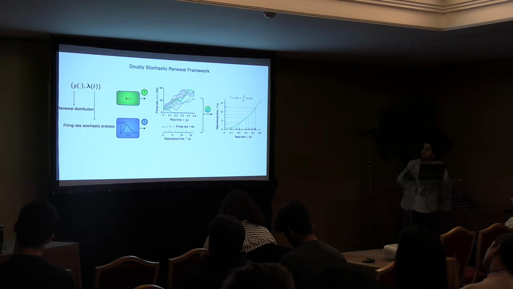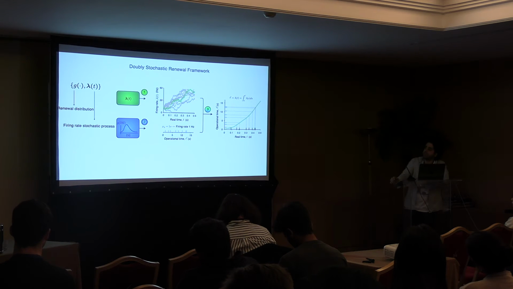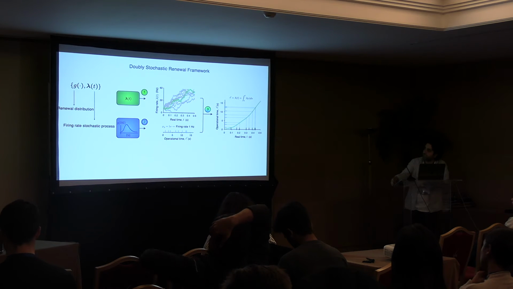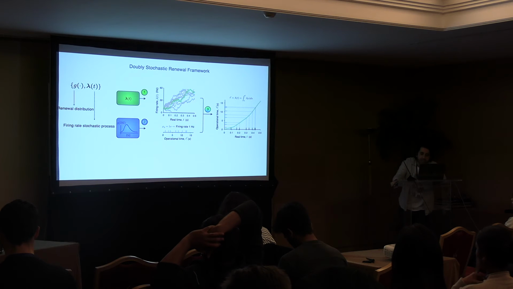But we choose the mean of this G to be 1. That makes sure that the firing rate in this operational time is 1 hertz. It's similar, but we are basically focusing on the inter-spike interval this time. And we use the same map that squeezes and stretches time to make sure that the instantaneous firing rate is correct. Okay.